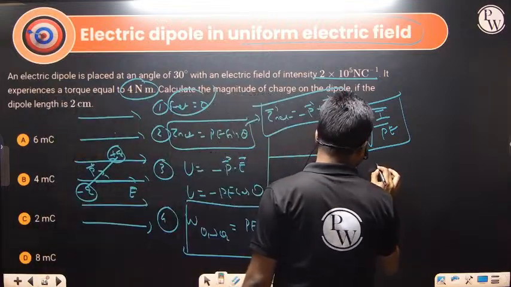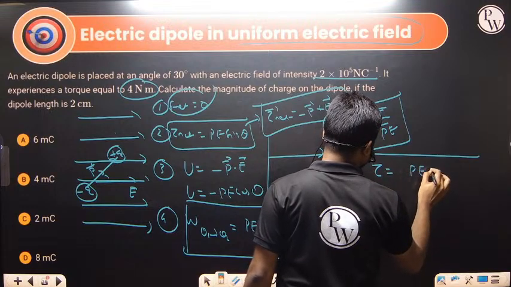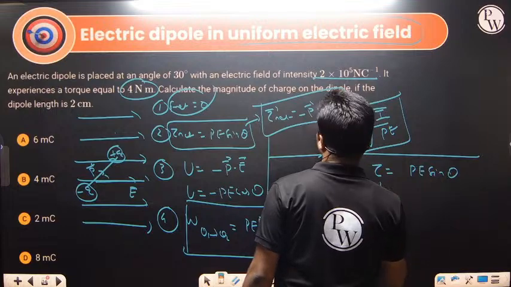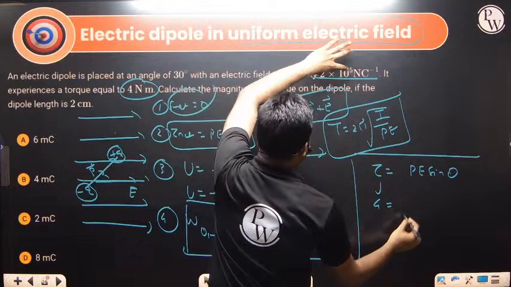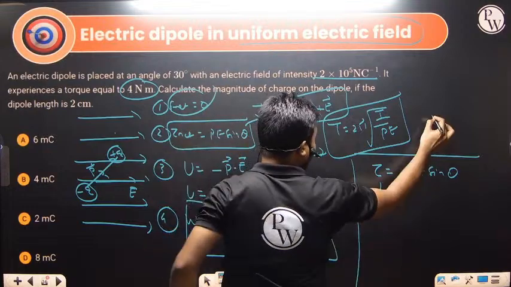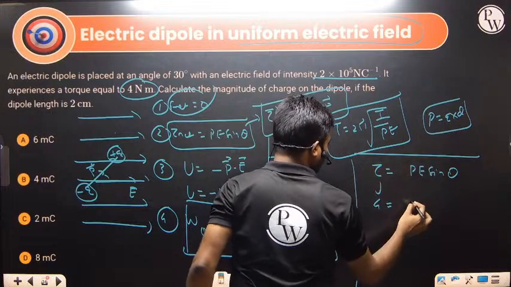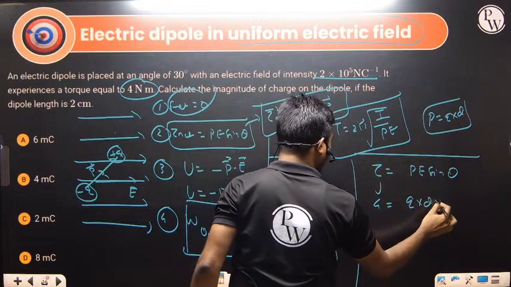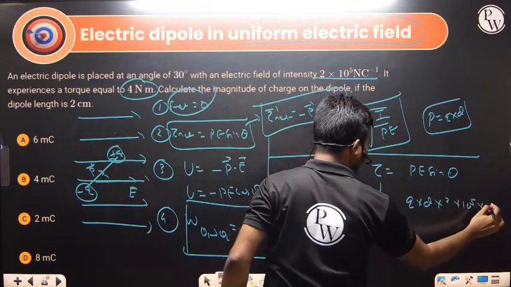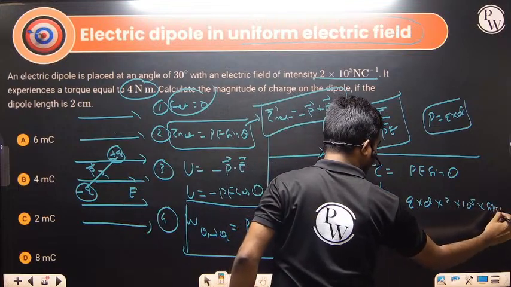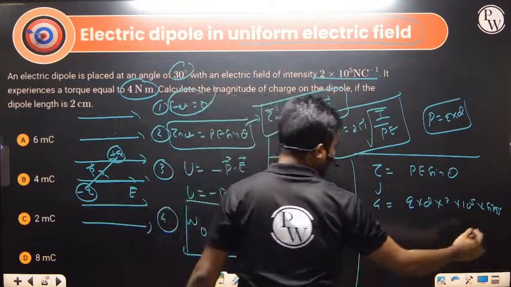Here they have mentioned the torque value, and we know torque is PE sine theta. What is the value of the torque? That is 4. And what is the value of dipole moment? Dipole moment we don't know. What is dipole moment? Charge into distance between the charges. So Q into d, into E, the electric field, that is 2 into 10 to the power 5, into sine 30. The angle theta is how much? 30 degree they have mentioned over here. So this will be sine 30.